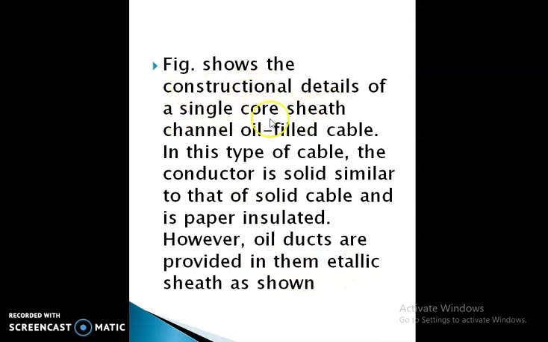Figure shows the construction detail of a single core sheath channel oil filled cable. In this type of cable, the conductor is solid similar to that of solid cables and is paper insulated. However, oil ducts are provided in the lead sheath.